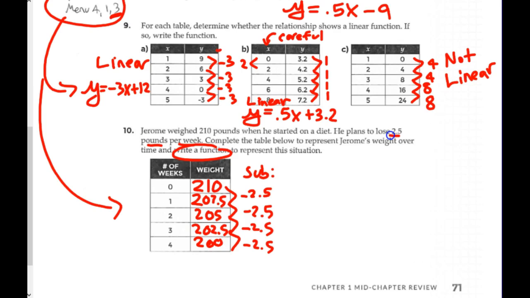So again, this stuff is subtracting. Since it's all the same, it's linear. So again, you go into list and spreadsheets, hit menu 413. You're going to get negative 2.5x plus 210. Cool. Let's go to the next one.